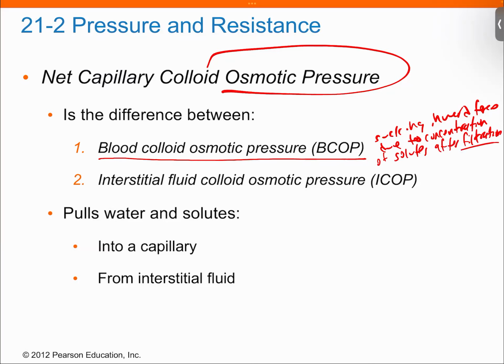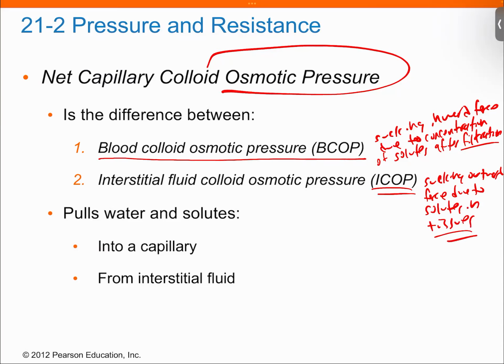But then you also have solutes in the tissues as well. And those are also going to have a sucking effect. So the interstitial fluid colloid osmotic pressure, the ICOP, this is going to be an outward sucking. This is a sucking outward effect due to the solutes in the tissues.